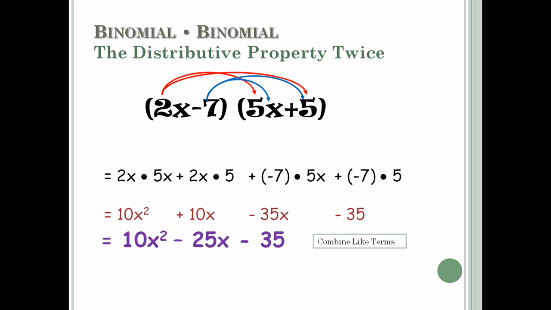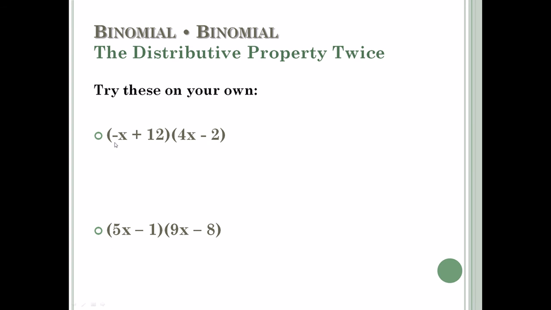So if you're thinking, well, gosh, Sister Jensen, that's just like the FOIL method. I know, it is. But some people understand FOIL and they like, oh, first, outer, inner, last, go. And some people are like, oh, the distributive property. I get the distributive property. I can just keep doing the distributive property. Yes, you'll get the same answer. You pick which one you like the best. But before you pick, try these two on your own using the distributive property twice. Okay, come and get me when you're done.